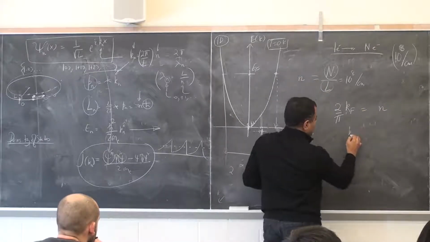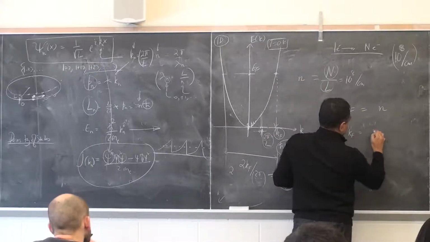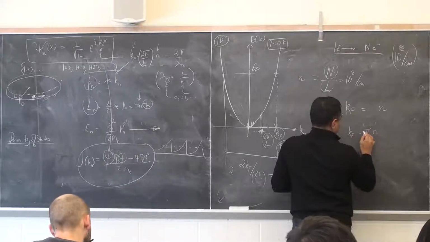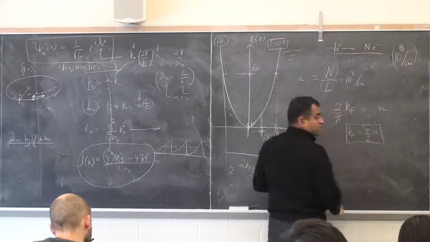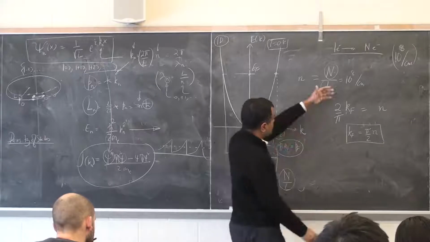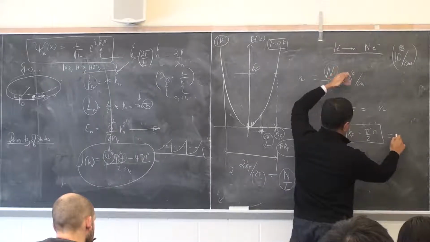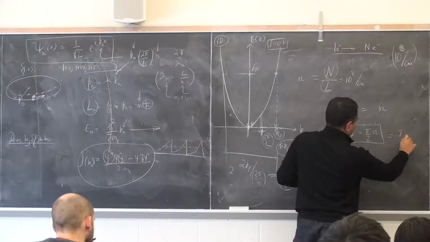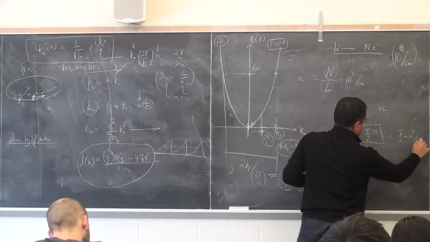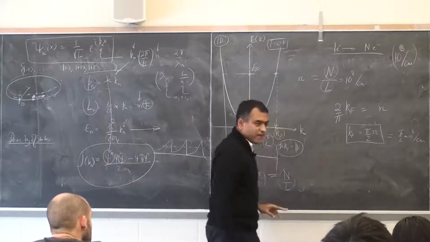And from here you get that the Fermi wave vector is equal to pi over 2 times n. That's a very simple result, and it's actually correct. So you can calculate it now. If I have 10 to the power 8 electrons, pi over 2 times 10 to the power 8 inverse centimeter is the Fermi wave vector.